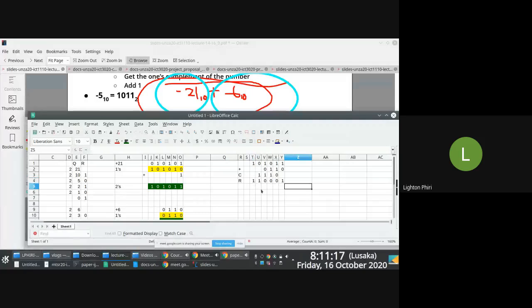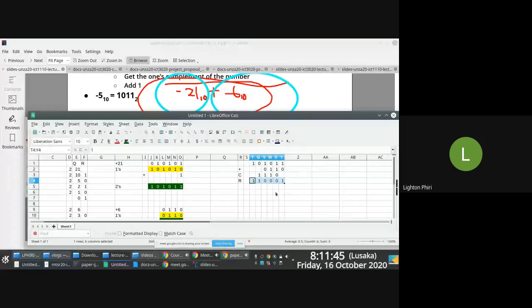So what we are saying here, ladies and gentlemen, is that the answer of evaluating negative 21 and positive 6, or the expression negative 21 base 10 plus 6 base 10, when evaluated using 2's complement, gives us 1, 1, 0, 0, 0, 1.